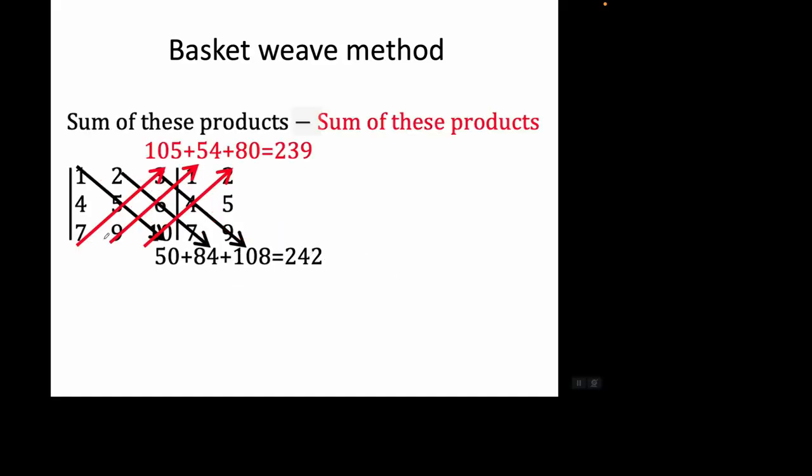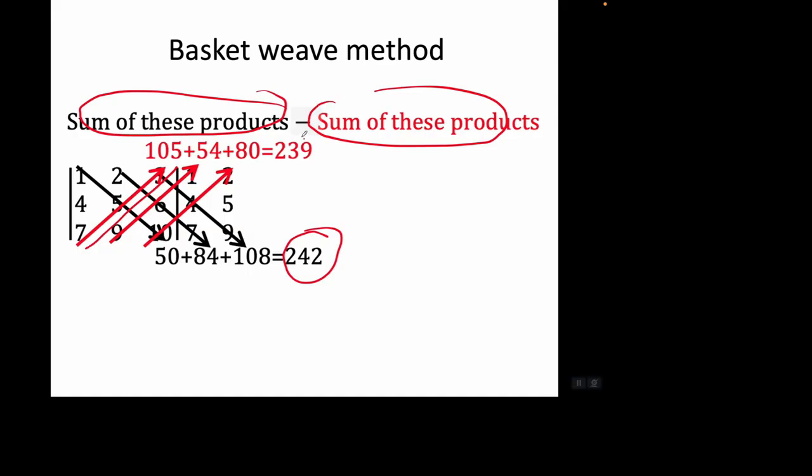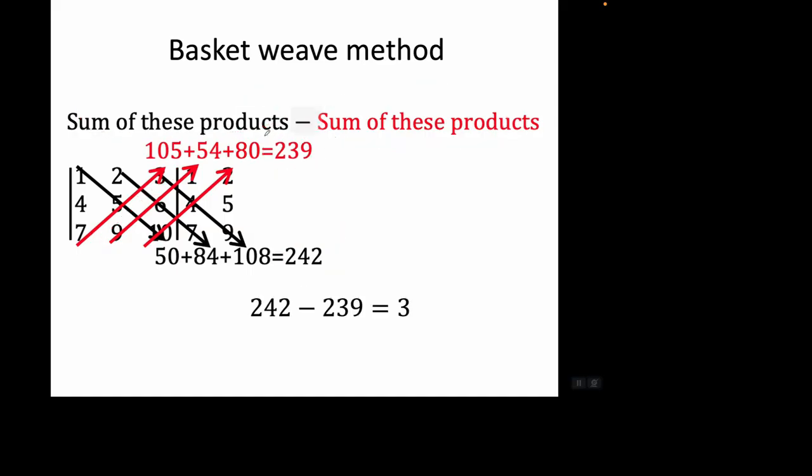Minus the sum of these products. So 7 times 5 times 3 is 105. 9 times 6 times 1 is 54. 10 times 4 times 2 is 80. That's 239. So the sum of these products, 242, minus the sum of these products, 239, is going to be our answer. So 242 minus 239 is 3. But remember, this only works for 3 by 3 matrices.